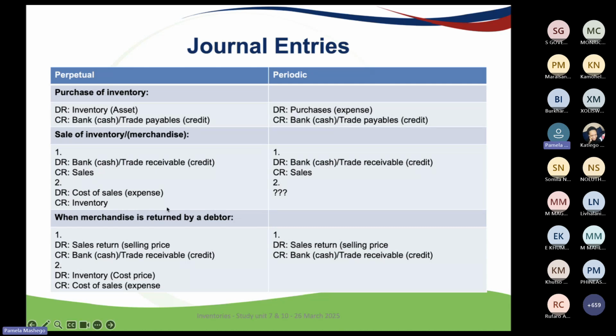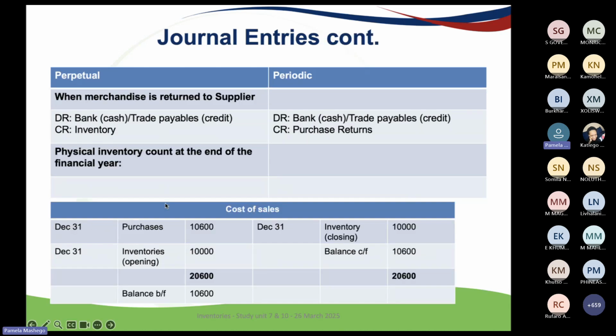Okay, next. So what happens when you return inventory that you bought from the supplier? So you will debit the bank account if you bought it on cash and the supplier agreed to refund you the cash. That means you receive the money back into your account. So you'll debit bank, or you'll decrease your trade payables by debiting it if you bought it on credit, to show that you owe less money to that supplier.